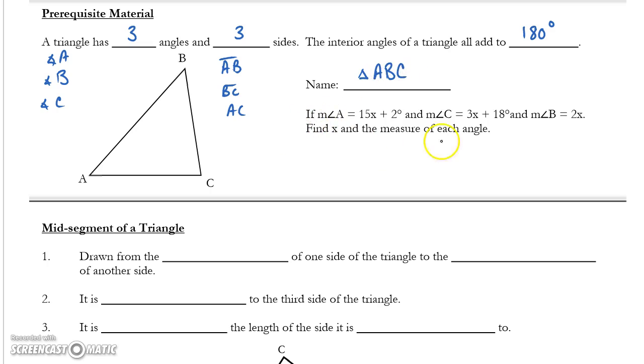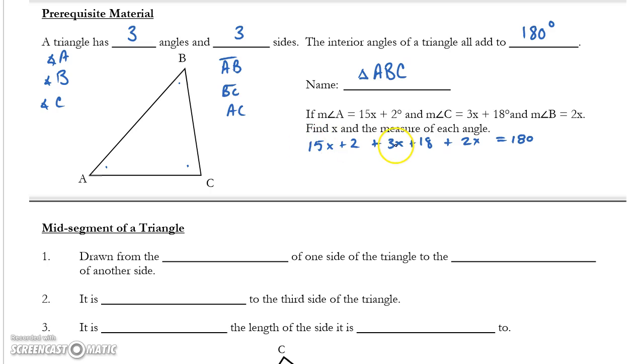Okay. So, quick example, if I know that the measure of angle A here is 15x plus 2, I know that the measure of angle C is 3x plus 18 and the measure of angle B is 2x. Those are my 3 interior angles. I could add all 3 of those together and set them equal to 180 degrees. That's my triangle sum theorem. That was back to Unit 5.